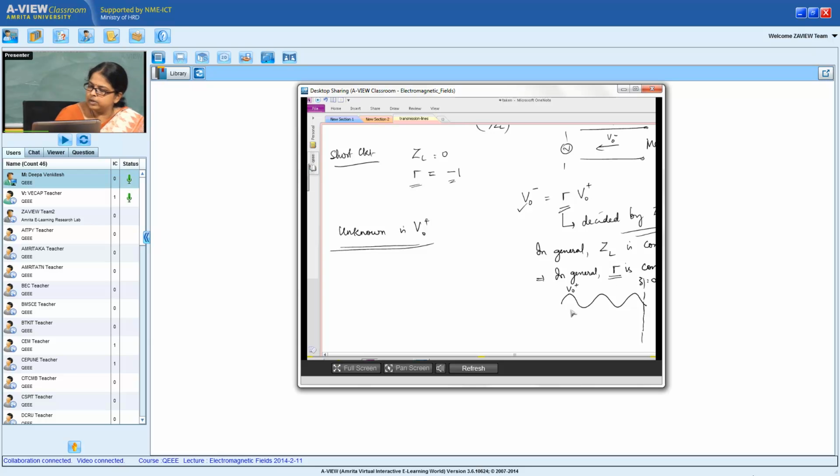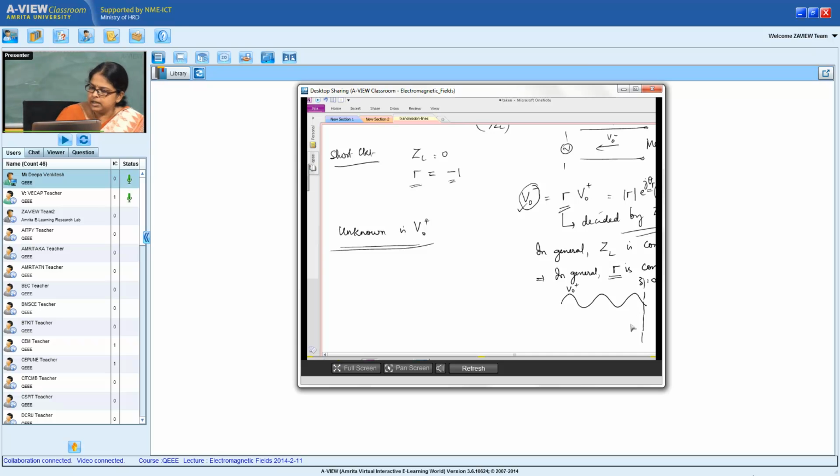Gamma is complex would mean that I have amplitude e power j theta gamma, the phase for gamma V0 plus. Simply means that V0 minus is not in phase with V0 plus. There could be an additional phase gamma.